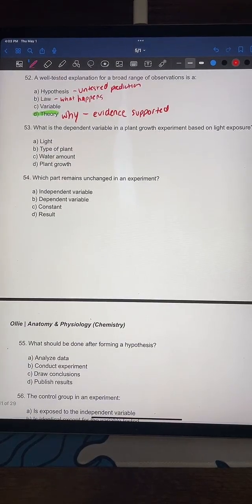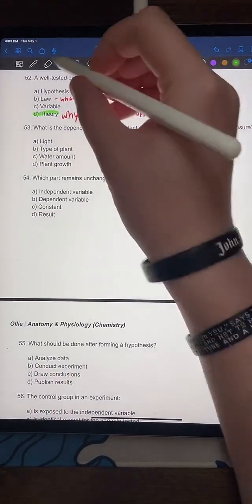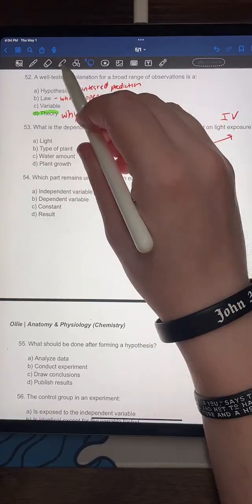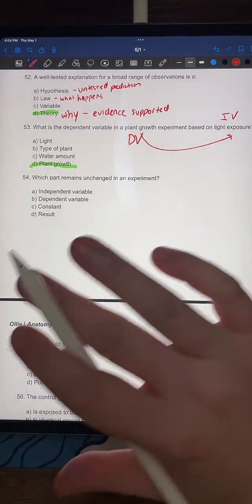Number 53, what is the dependent variable in a plant growth experiment based on light exposure? So if we're looking at plant growth based on the light exposure, we want to see how much light exposure would affect plant growth. The plant growth would depend on the amount of light exposure. So the light exposure is our independent variable, and our plant growth is our dependent variable. So the answer is D, plant growth. Type of plant would be the control, and the water amount would remain constant, so they're making sure they're all getting the same amount of water.